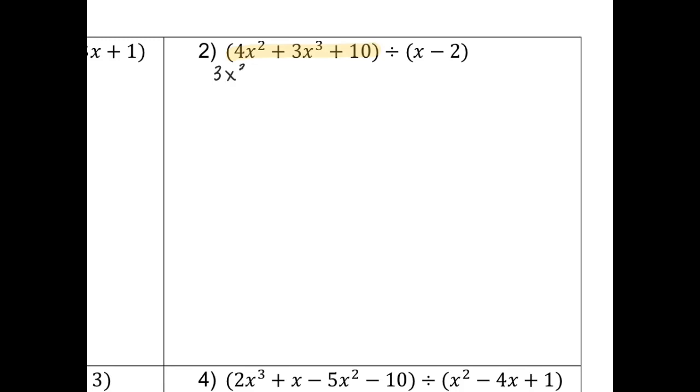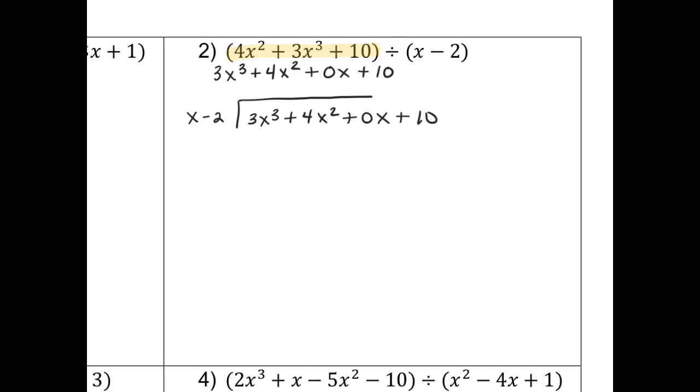So this one's going to need some doctoring. We're going to have 3x cubed plus 4x squared plus 0x plus 10. We need that 0x as a placeholder. So now we can set it up. x minus 2 comes up front. Then we have 3x cubed plus 4x squared plus 0x plus 10.